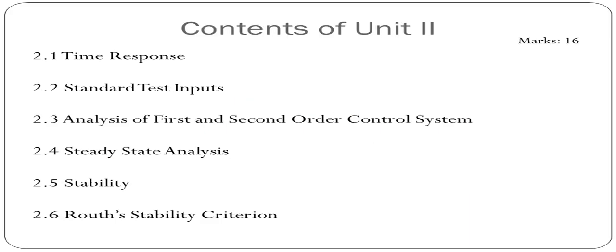Unit of control systems, time domain stability analysis. Contents of this unit are time response, standard test inputs, analysis of first and second order control systems, steady state analysis, stability, and Routh's stability criteria. This chapter is for 16 marks.